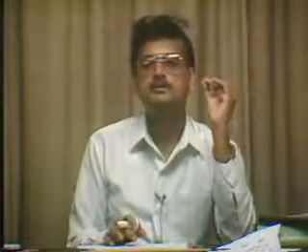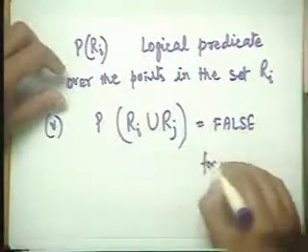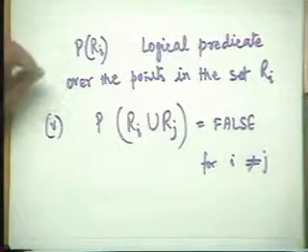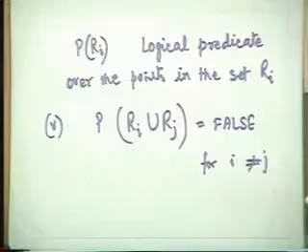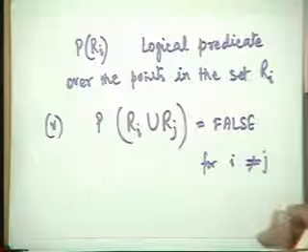Taking the union of the sets Ri and Rj, the pixels from the union should not fulfill the common similarity property, because Ri and Rj have already been defined to be two different regions. So P(Ri union Rj) should be equal to false for i not equal to j. Only if i is equal to j is it going to be true. Otherwise, this property is going to be false.